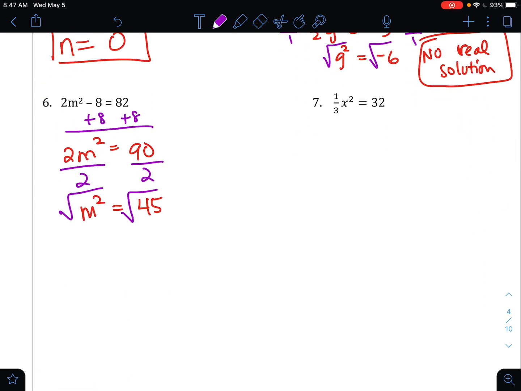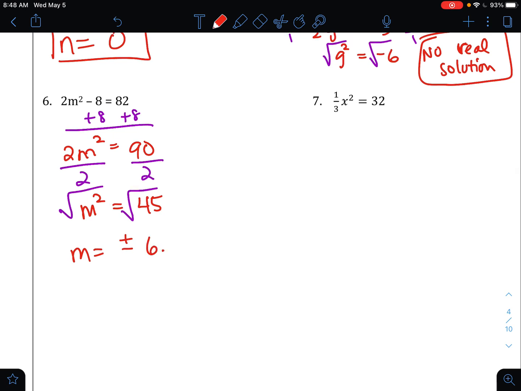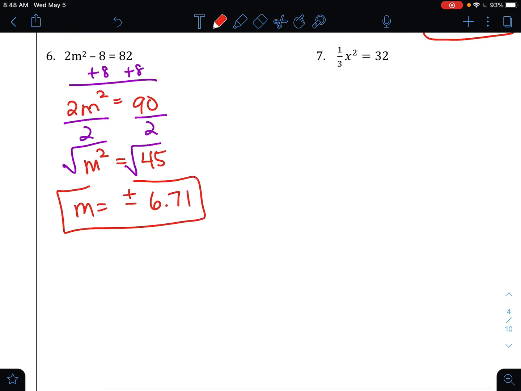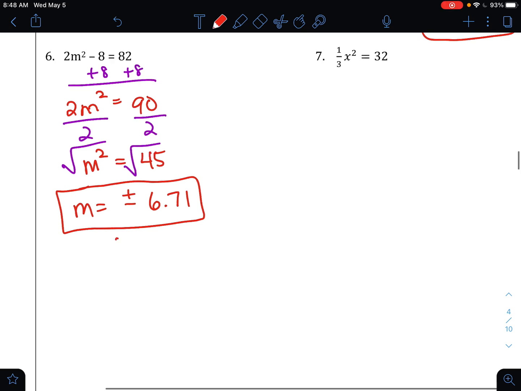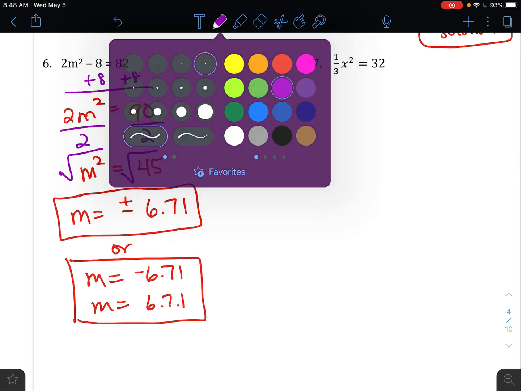Okay, I did not give you any specific directions. We're getting a decimal here. So let's go ahead and round it to 2 decimal places. So I took the square root of 45 and I'm going to say it's plus or minus because you always have 2 answers, about 6.71. Okay, so I will give you better directions, but you can write it this way or you can separate it out. -6.71, positive 6.71. Okay? And then on the last one, let's see.